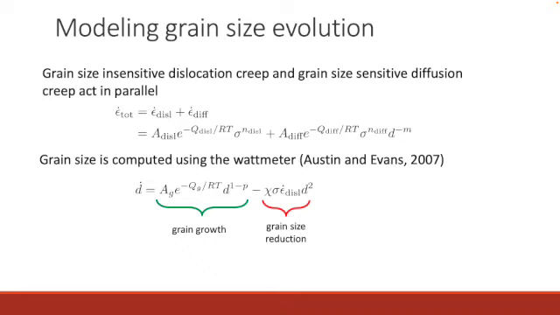The time evolution of grain size is computed using the wattmeter developed by Austin and Evans in their 2007 paper. Grain size increases through static grain growth, which is a thermally activated process. It's also dependent on the size of the grain. It's fastest for small grains and slowest for large grains. Grain size is reduced by work done through dislocation creep, with the coefficient chi determining what fraction of this work contributes to grain size reduction, the remainder being dissipated as heat. Austin and Evans suggest that chi is about 0.1, meaning that 10% of this work goes into grain size reduction.